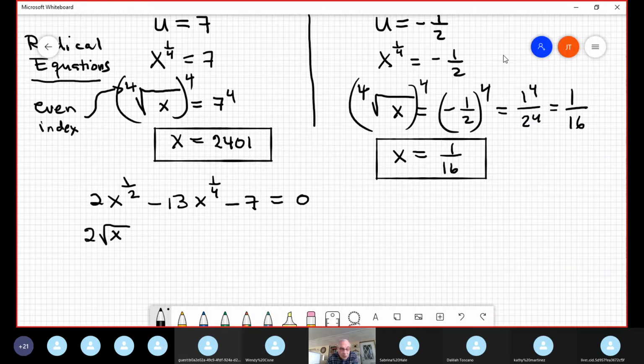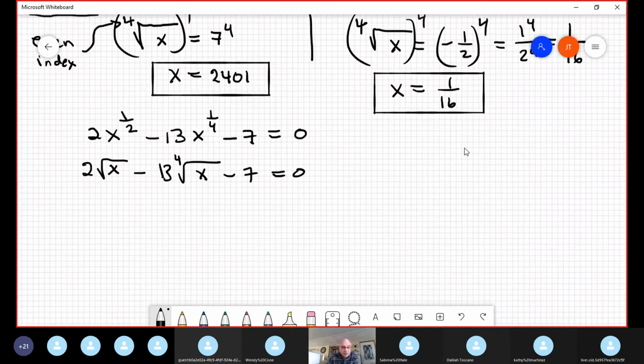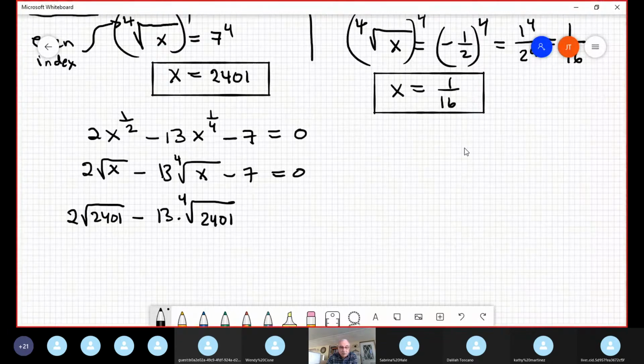This is equivalent to a square root, since 1/2 is a square root, and this is a fourth root. This is another way to visualize this. Okay, let's check it for the first one. 2401. This is 2 square root 2401 minus 13 times the fourth root of 2401 minus 7 should be 0.